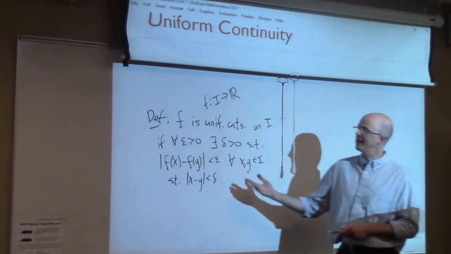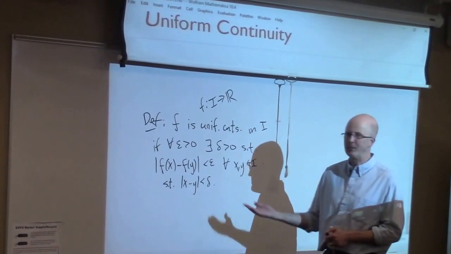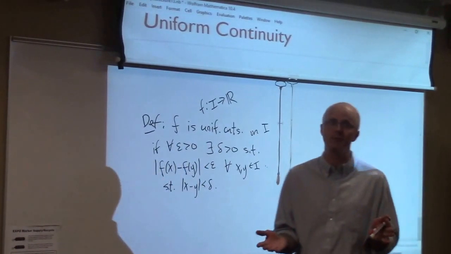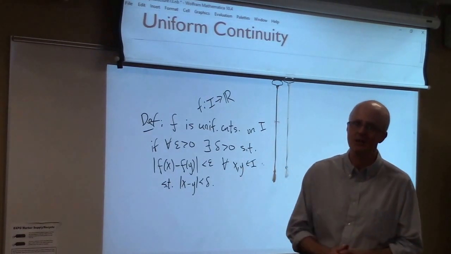Okay, that's the definition. We're getting used to these kinds of definitions. You should be able to negate this definition to prove that a function, even if it's continuous on an interval, might not be uniformly continuous on the same interval. And the book has a good example of that.